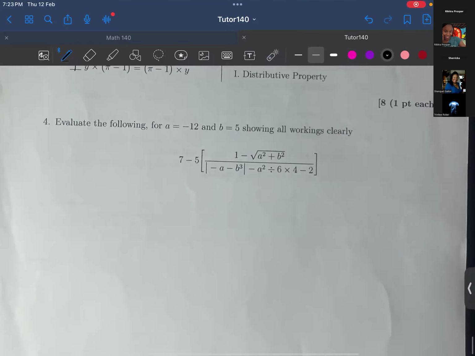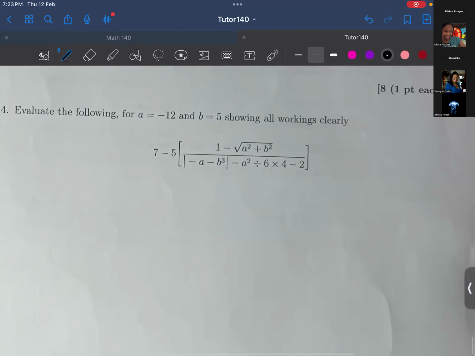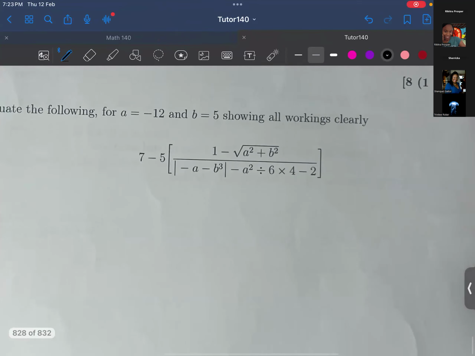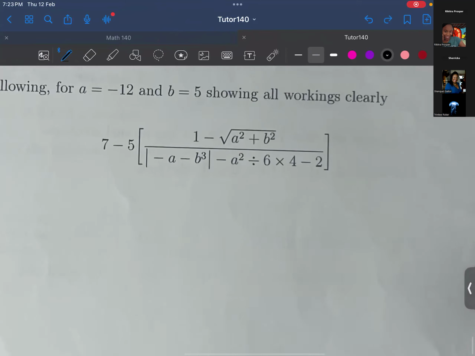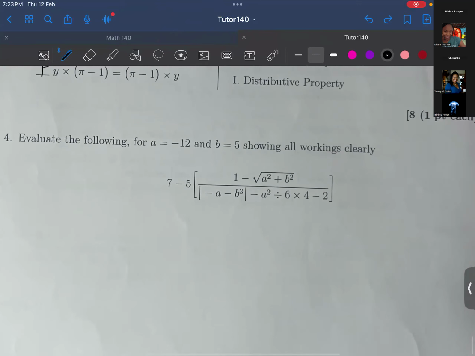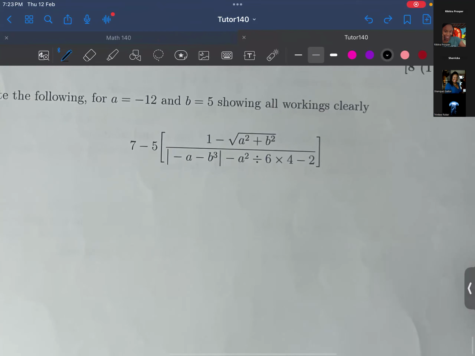Now for this, you really have to take your time. This involves order of operations. So we really have to take our time with this, substitute our numbers, and make sure that we are following order of operations. Try to refrain from doing multiple steps in your head, because if you do that and you get a step wrong, that might throw your whole answer off. So what we're gonna do is start off by substituting our numbers in. So evaluate the following for a equals -12 and b equals 5, showing all workings clearly.